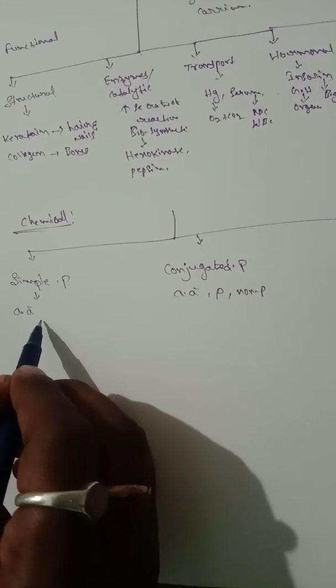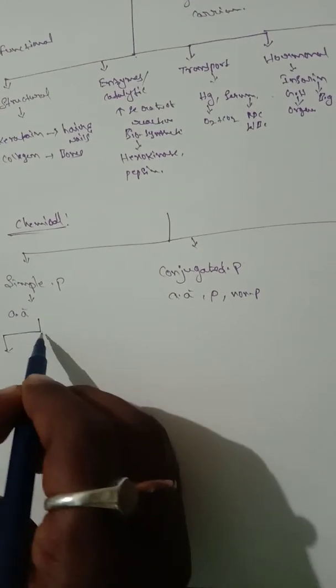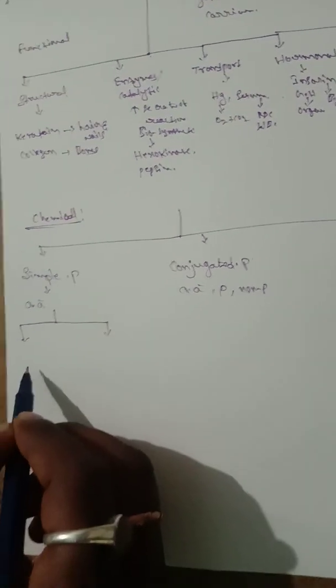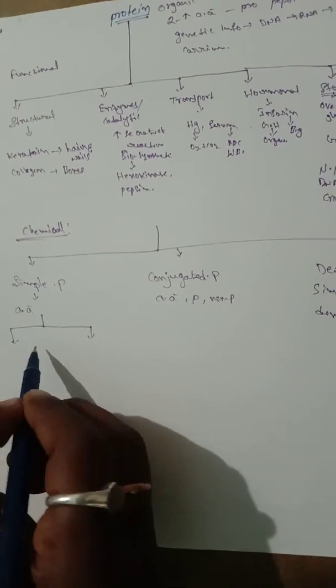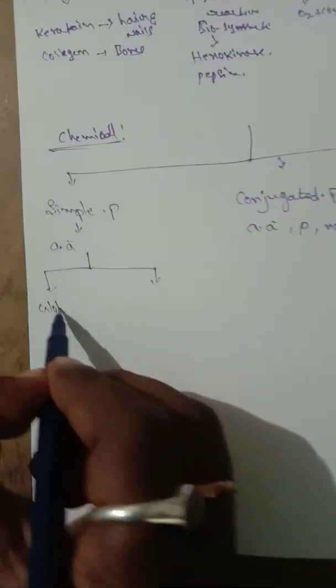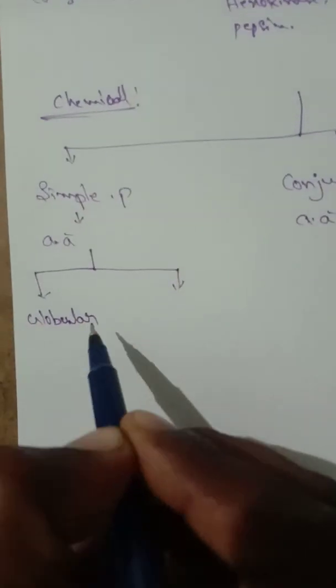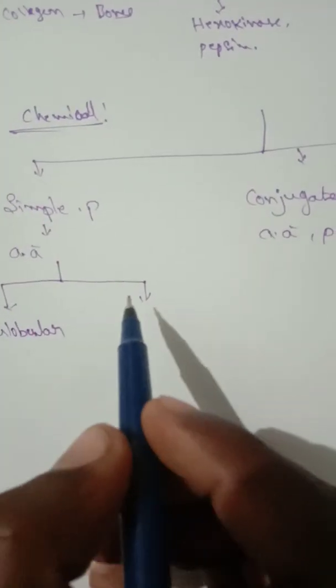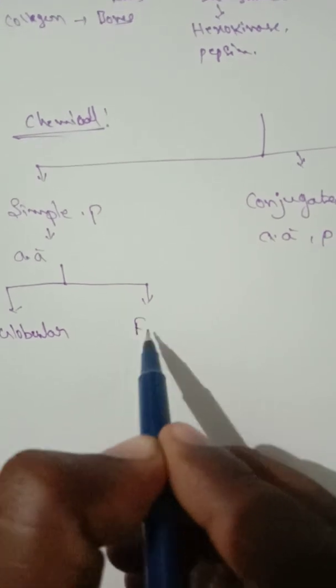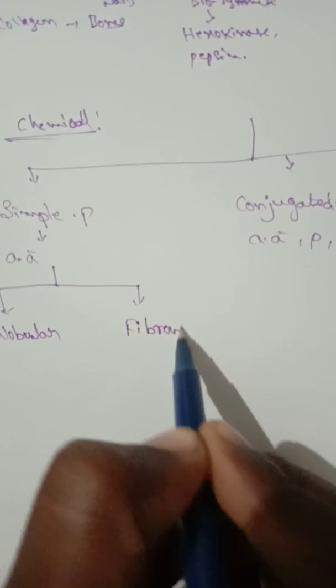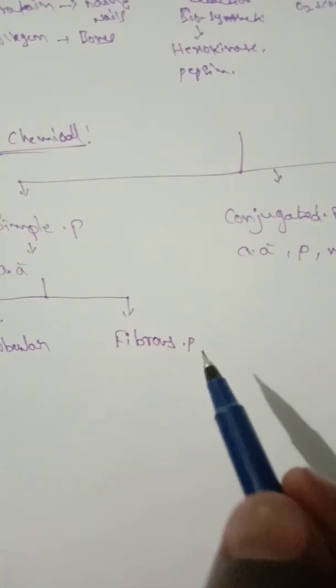So the simple proteins are again classified into two types. What are they? One is the globular proteins, and the next one is the fibrous proteins. Globular proteins and fibrous proteins.